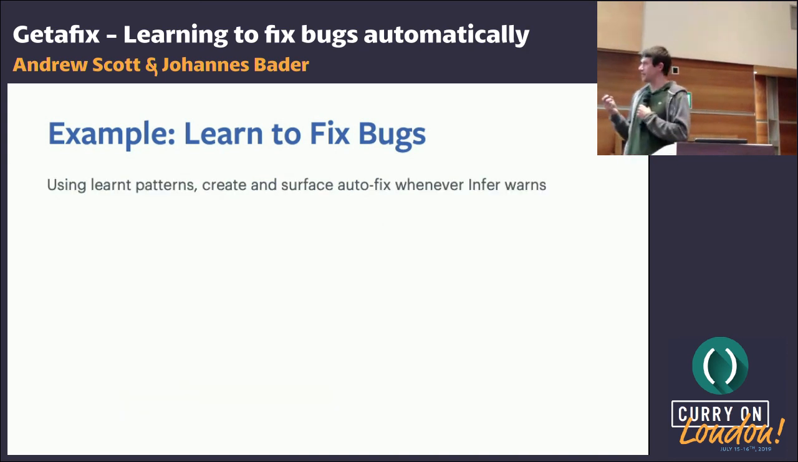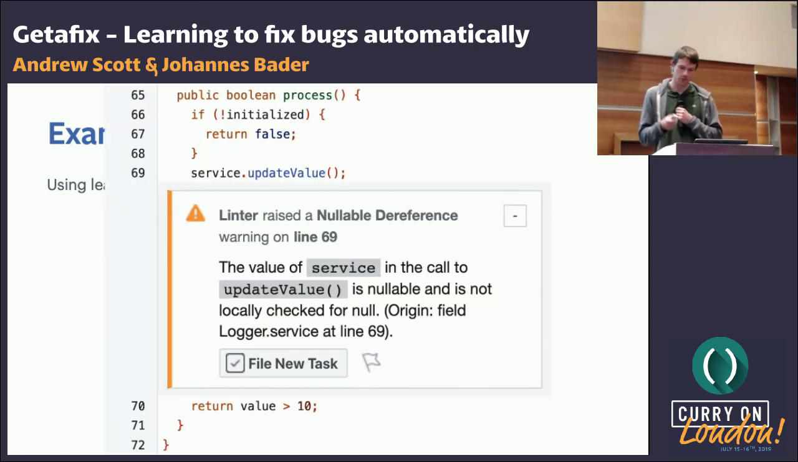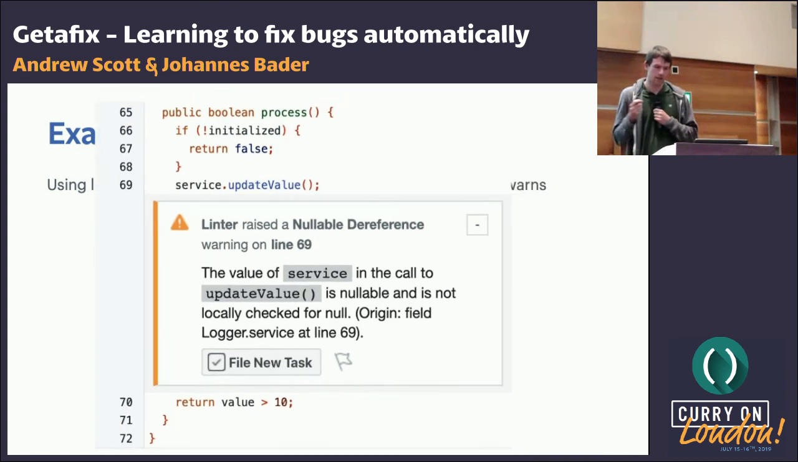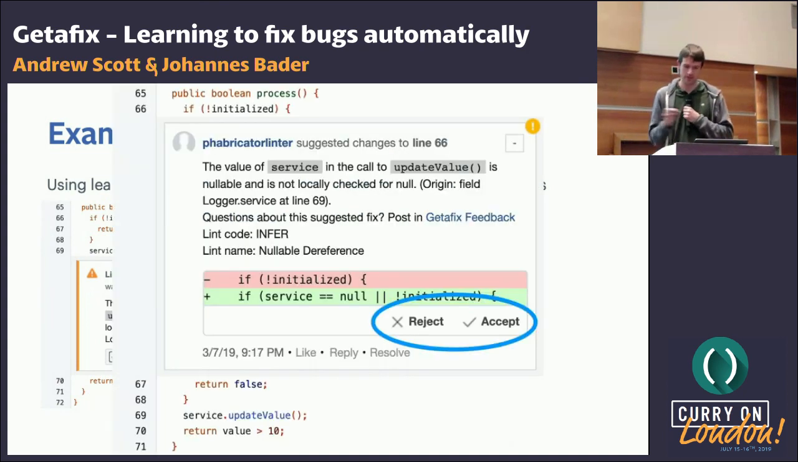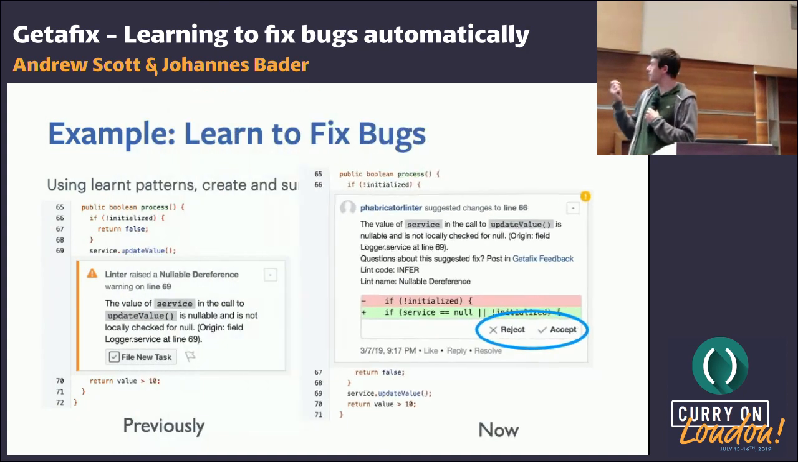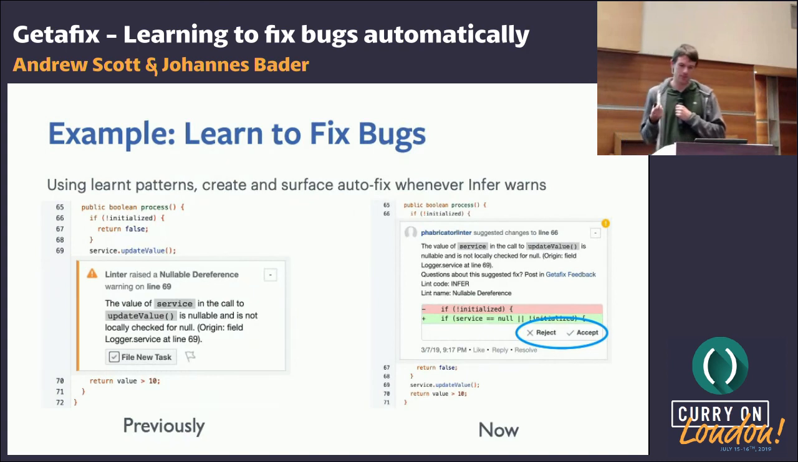So what do these fix suggestions look like to developers? Well, previously, Infer would have posted a warning in our code review tool, leaving a comment on the line that it believes to be problematic. And now we show the same message as before, but we also have a fix suggestion that can be accepted or rejected at the click of a button.